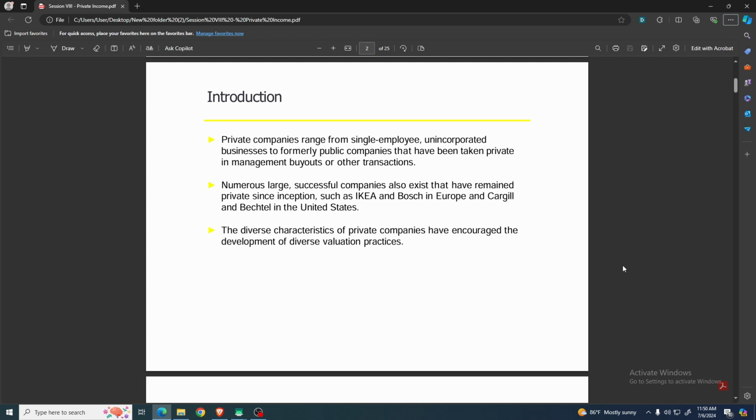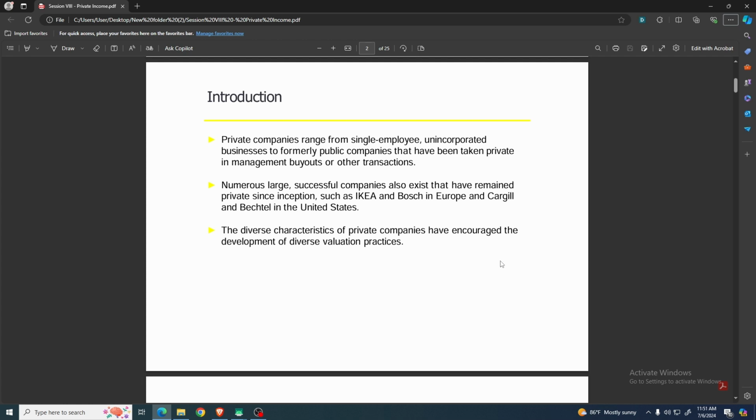Common valuation methods which are being used are the income approach, market approach, and asset-based approach. The income approach is the method used to value a company based on its ability to generate future earnings or cash flows.